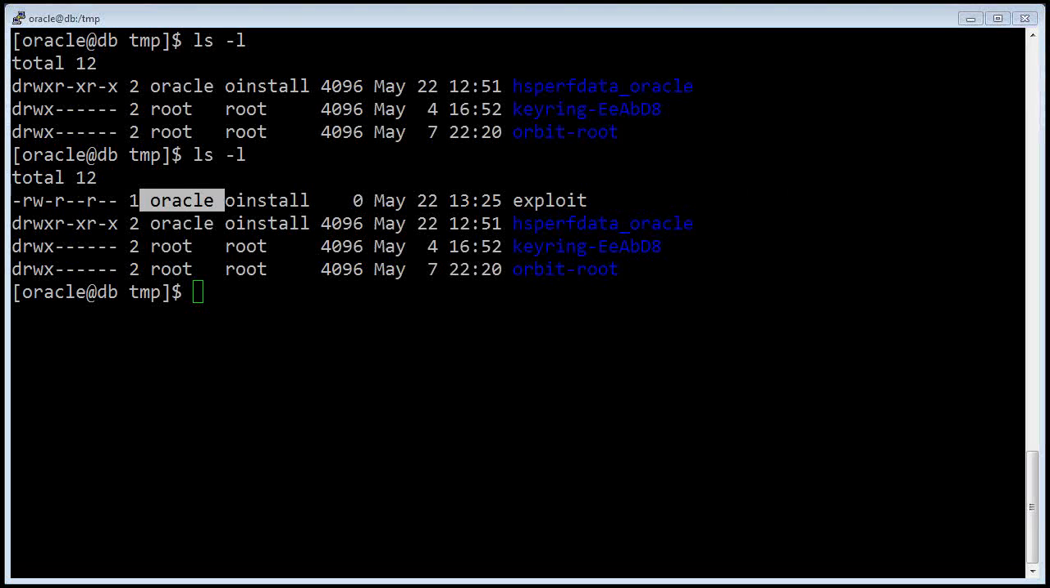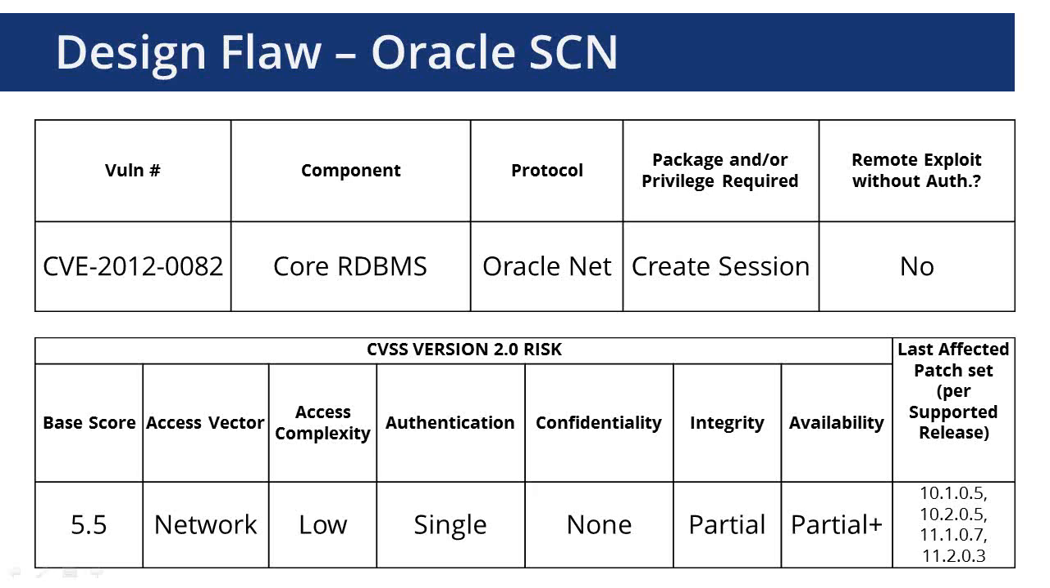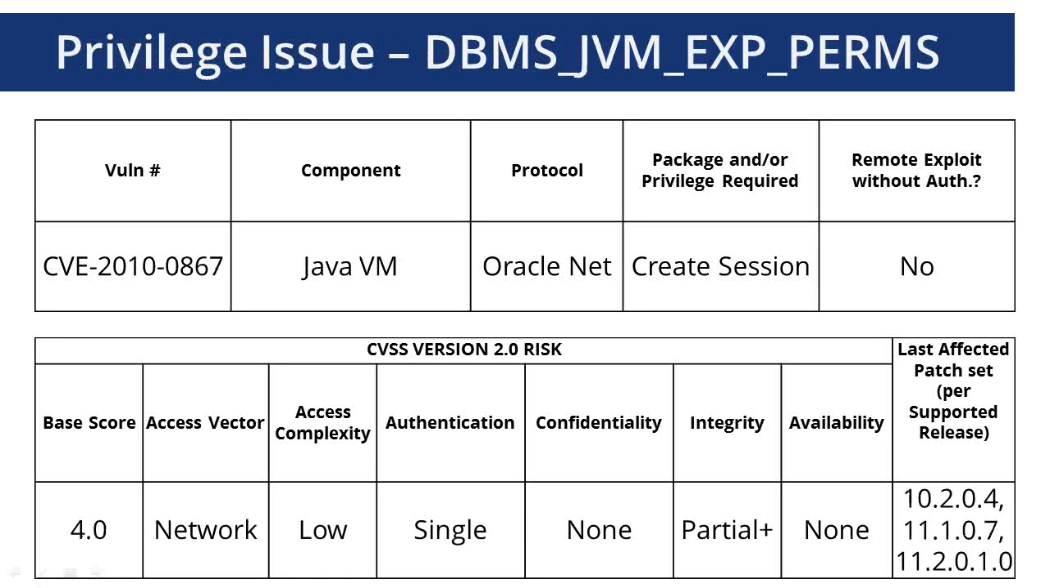So that's a very simple example of how I would basically exploit privilege and vulnerability. And in that case, I just Googled some code and got a blog post and downloaded the information. So that's basically the DBMS JVM export permissions vulnerability, a very detailed walkthrough of it, and that's how easy these are to exploit.